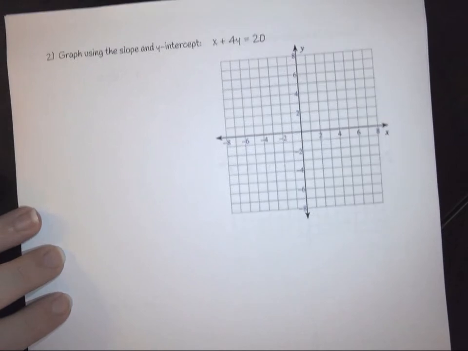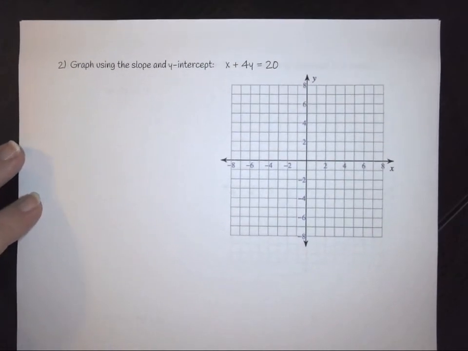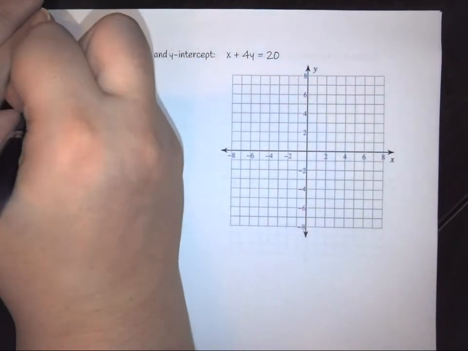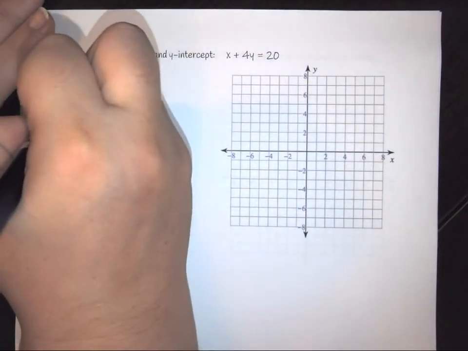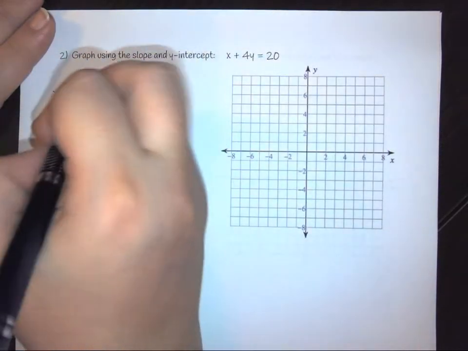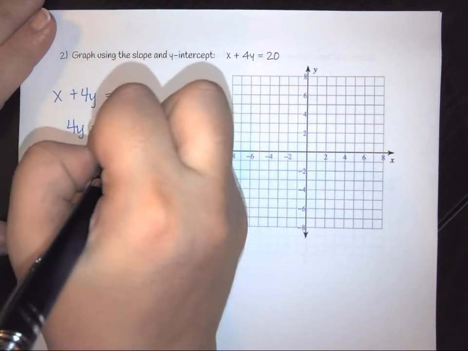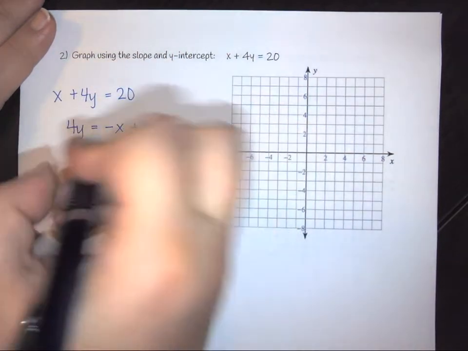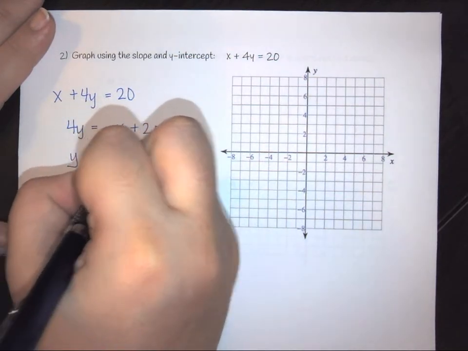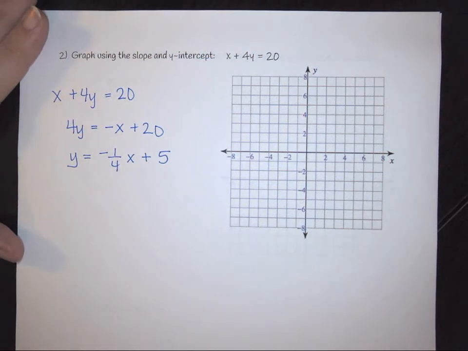So let's look at another one. So here I have x plus 4y equals 20. So again, I have to rearrange in terms of y. So I start with x plus 4y equals 20. I'm going to move my x, so I've got that 4y is negative x plus 20. Divide everything by 4, so y is going to be negative 1/4 x plus 5.